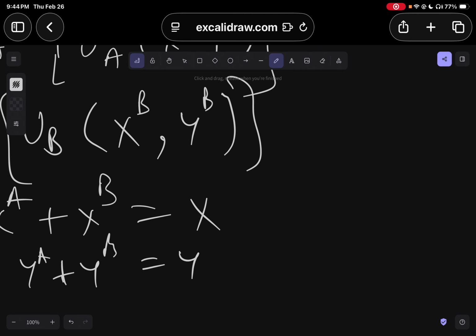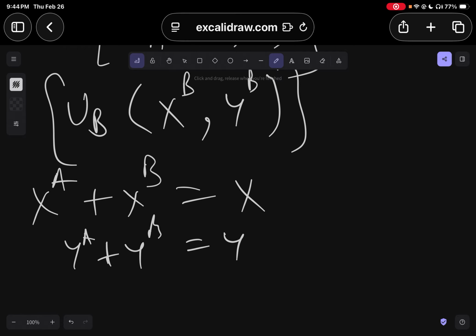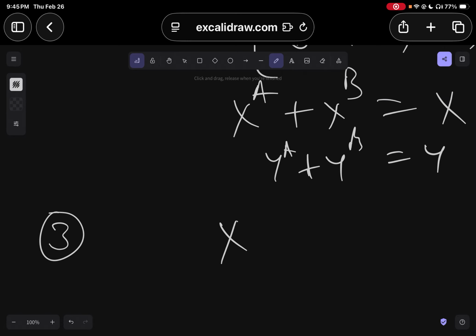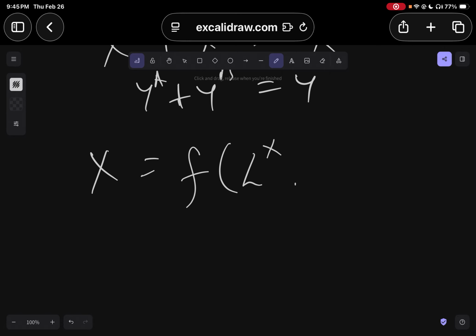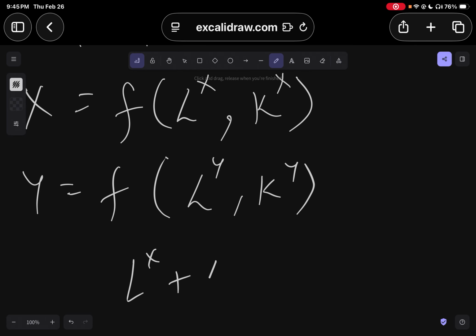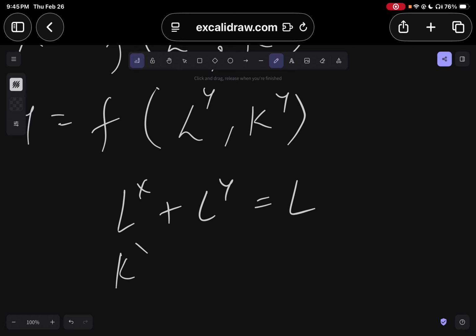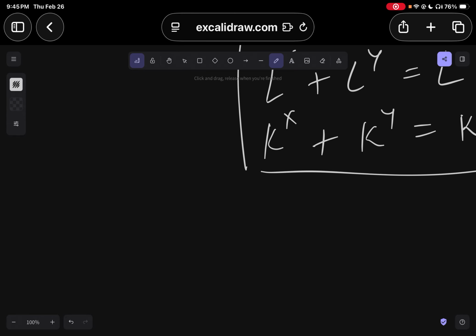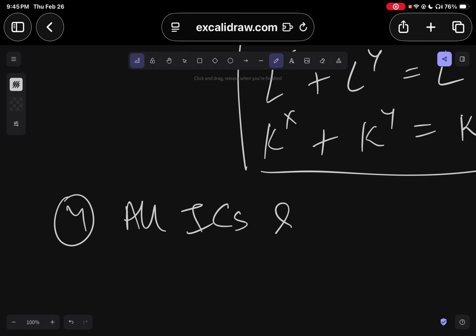Next assumption, X is a function of labor employed in X and capital employed in X. Similarly, Y is a function of labor employed in Y and capital employed in Y. Lx plus Ly is equal to total labor and Kx plus Ky equals total capital. So these are the assumptions. Next assumption is all ICs and isoquants have standard features.